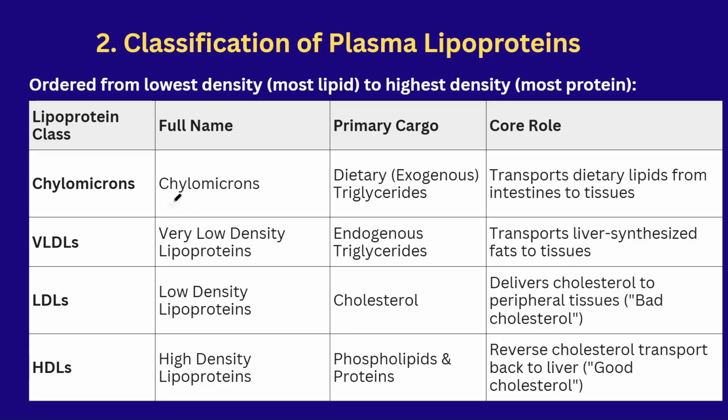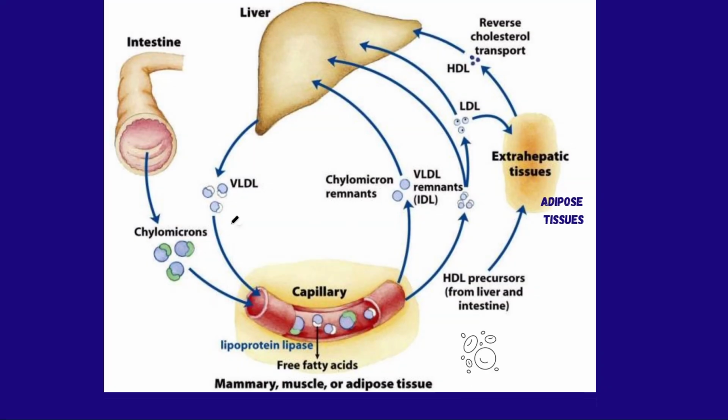First we will understand from where they are formed and what is the main role. The chylomicrons are formed from the dietary triglycerols, and these chylomicrons transport the dietary lipids to the tissues. I will show you the picture, then you can easily understand.